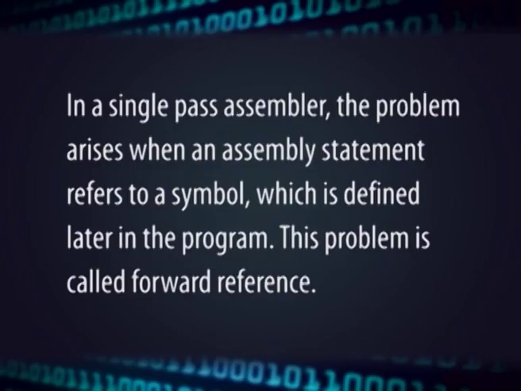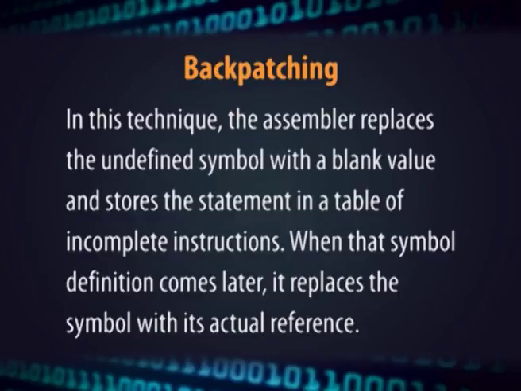In a single pass assembler, the problem arises when an assembly statement refers to a symbol which is defined later in the program. This problem is called forward reference. The problem of forward reference is tackled by using a technique called backpatching. In this technique, the assembler replaces the undefined symbol with a blank value and stores the statement in a table of incomplete instructions. When that symbol definition comes later, it replaces the blank with its actual reference. A multipass organization scans the program more than once to produce the target code and simplifies the code generation task.